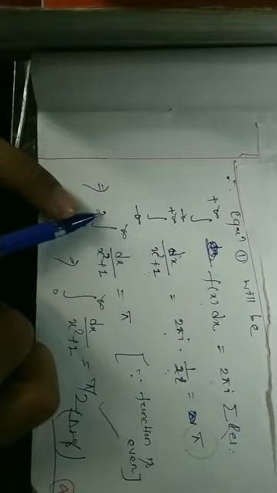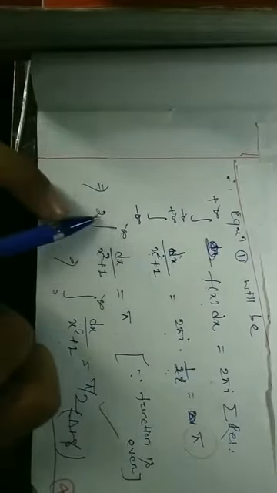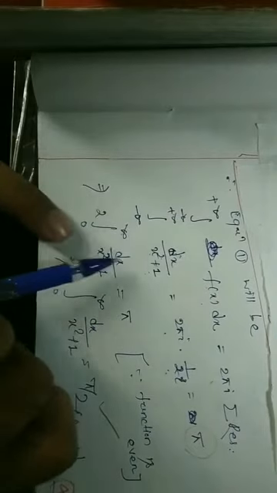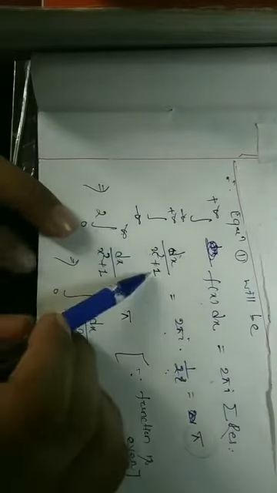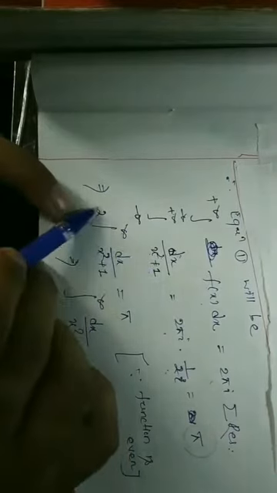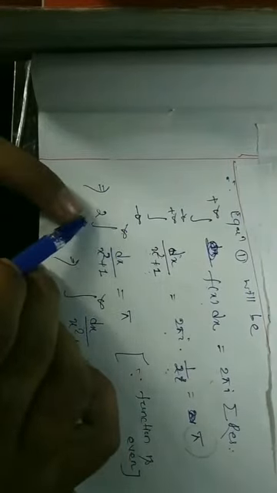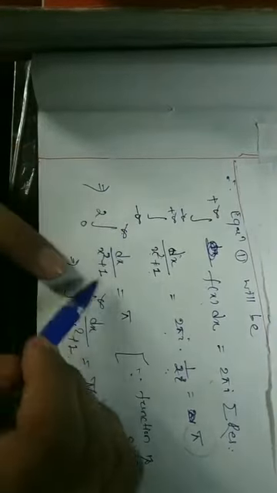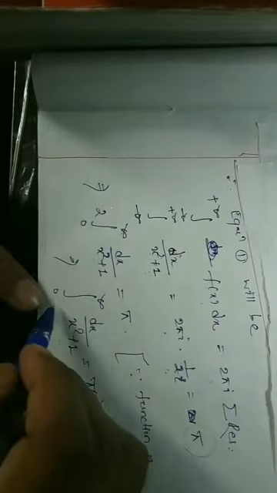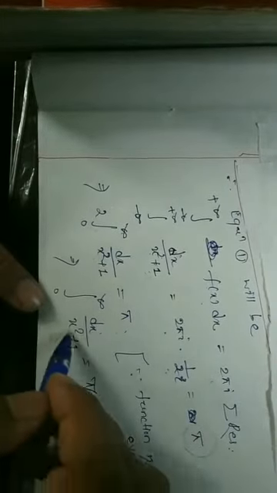Here we can write 2 into the integral from 0 to infinity of dx by x square plus 1, because this function is even. So 2 into the integral from 0 to infinity of dx by x square plus 1 is equal to pi. That implies the integral from 0 to infinity of dx by x square plus 1 is equal to pi by 2, which is our answer.